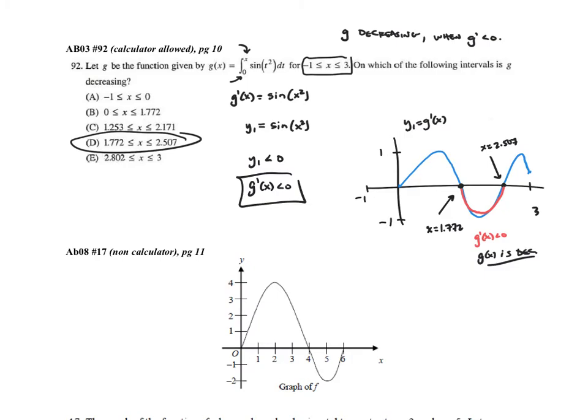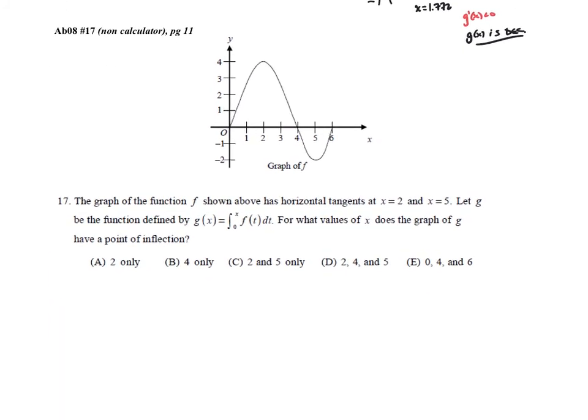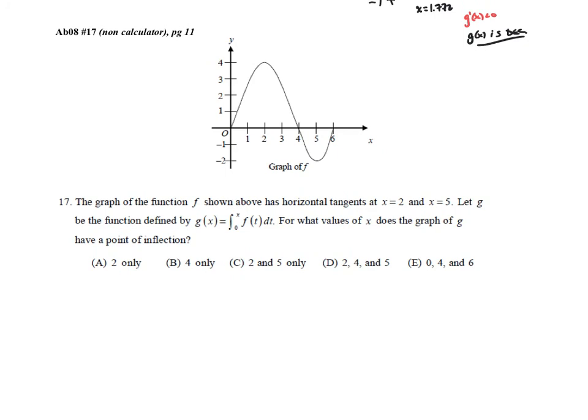All right, let's continue with a non-calculator from 08. Okay, here, the graph of f is shown above. It has horizontal tangent lines at x equals 2 and 5. Okay, so that means I know here f prime at 2 is equal to 0 and f prime at 5 is equal to 0, just to take that information and think about it a little bit.